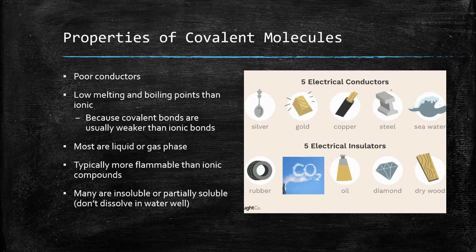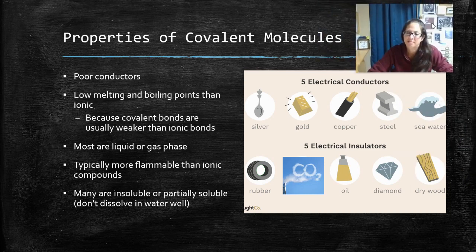So think about salt is ionic. It takes a lot of energy to melt salt, as opposed to if you put sugar on the stove, it melts pretty fast. Covalent molecules are usually liquids and gases. They're more flammable than ionic compounds, and they are insoluble, or they don't dissolve well in water, meaning that water can't pull them apart.